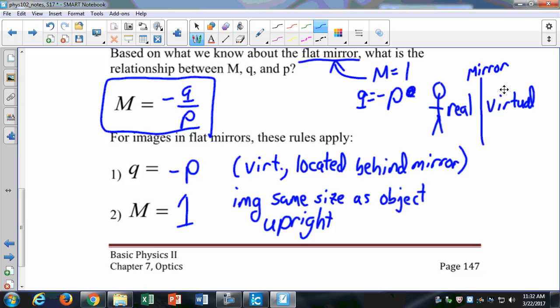Because your relative distances are still the same. So y'all can pass that around and look at it.